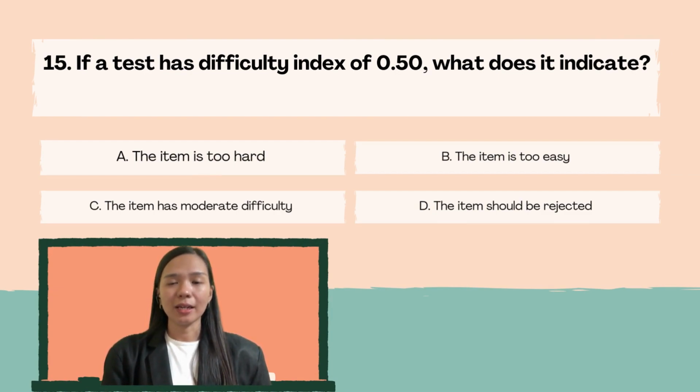B. The item is too easy. And C. The item has moderate difficulty. And D. The item should be rejected. For 15 seconds, you can answer.